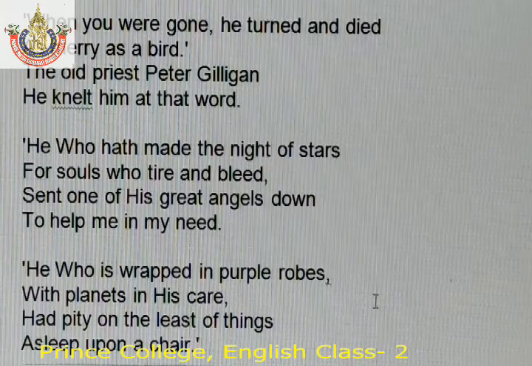Hearing such word Father Gilligan kneels on the floor. All this astonished him, that shortly after his leaving, the man had died. The old priest Peter Gilligan he knelt him at the word. These words, when you were gone, astonished him greatly. Hearing such word Father Gilligan kneels on the floor.